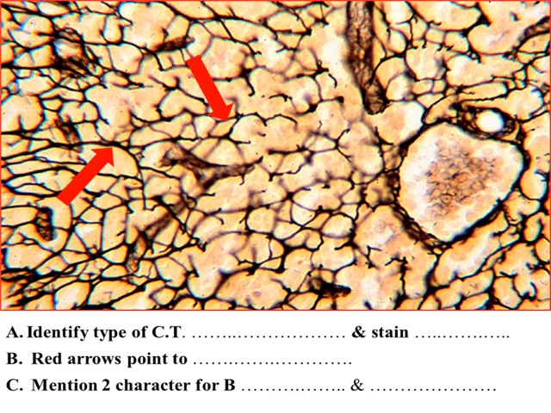This, dear student, is a type of connective tissue stained brown with silver. This is reticular connective tissue. The red arrow points to the reticular fibers, which are fine fibers that branch and anastomose. The function of the reticular connective tissue is support, as it forms the stroma of organs.